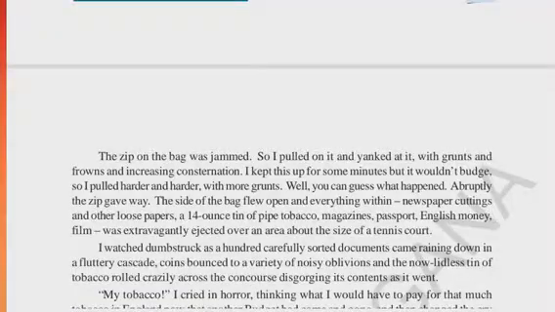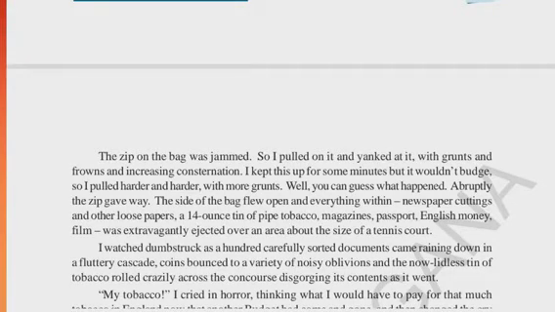Now we can see what happened. The trouble has started. What was the trouble? What happened to our Bill Bryson? Let's see. The zip on the bag was jammed. So I pulled on it and angered it with grins and frowns and increasing consternation. I kept this up for some minutes, but it would not budge. So I pulled harder with more grunts.